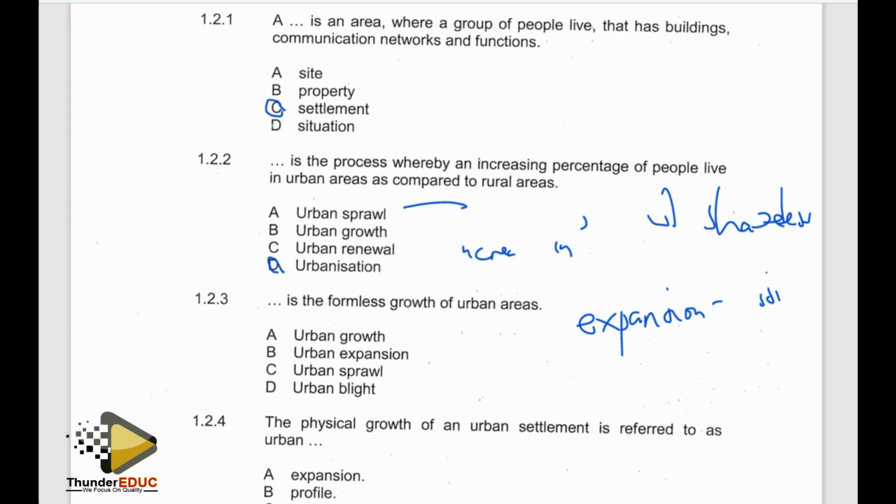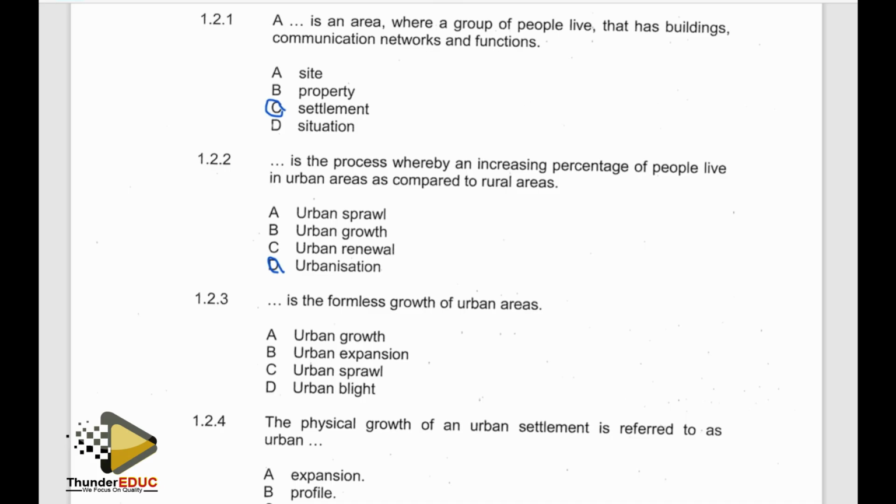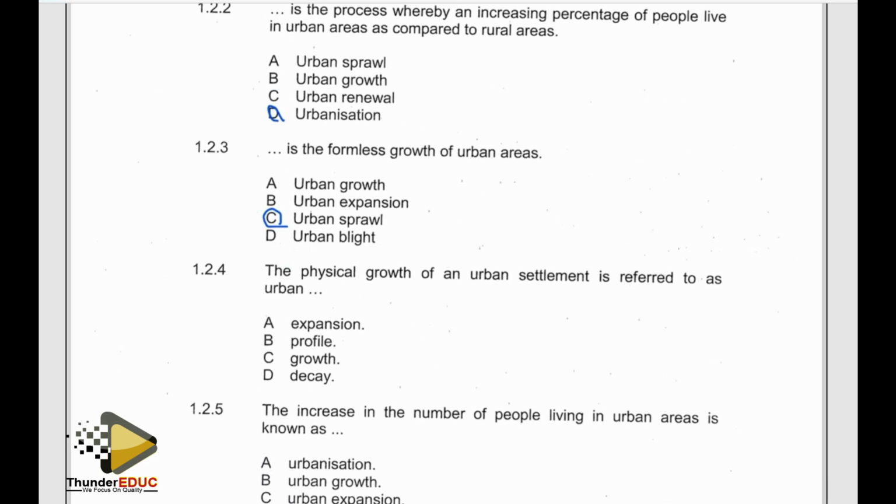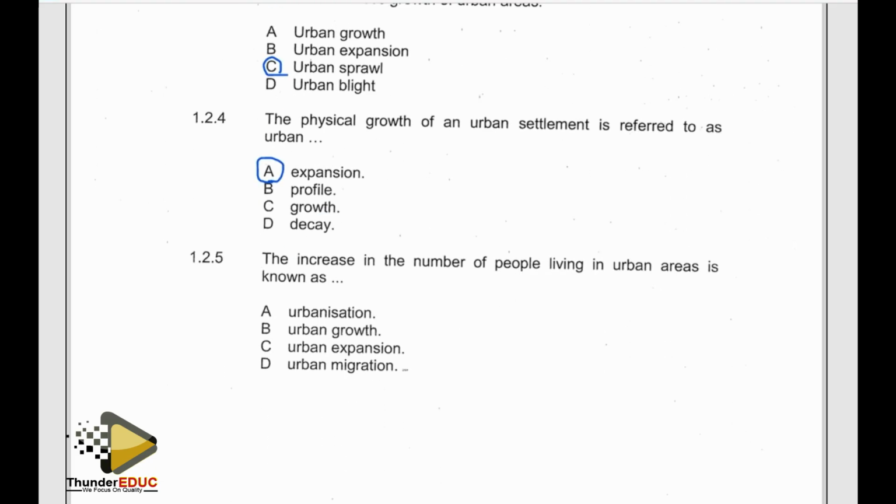The next question is talking about the formless growth of urban areas. I think earlier on we have discussed that. When you talk of formless growth, shapeless growth or uncontrolled growth of cities and towns, we are looking at the situation of urban sprawl. We move on to the next question, number 124. The physical growth of an urban settlement is referred to as, I think we've also discussed this. This is expansion. We have tried to define the difference between the two. This is urban expansion.